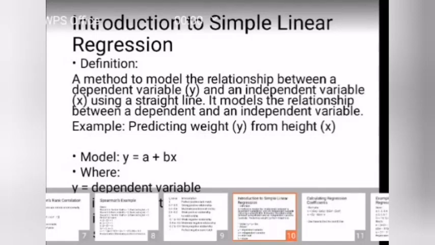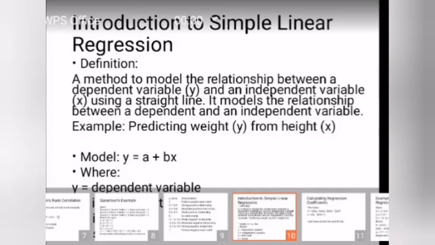So introduction to simple linear regression. Let's quickly define what this is. It's a method to model the relationship between a dependent variable and an independent variable using a straight line. So you're trying to find out the relationship between this variable and another variable, two different things that are relating using a straight line. It models the relationship between the dependent and independent variable.